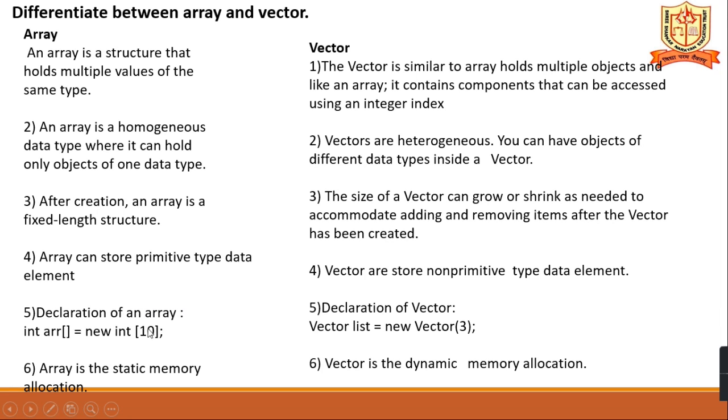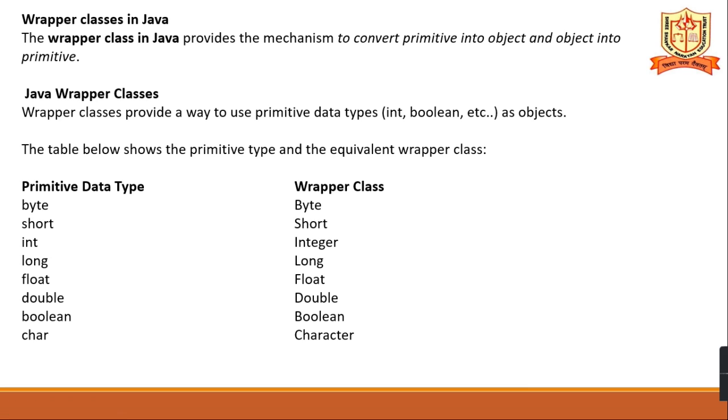The declaration of an array: in the previous example, we have already shown how to create the array, with data type, array name, followed by the square brackets, new int, and mention the elements present in this array. And how to create a vector object: new Vector, and the vector size. An array is a static memory location, a vector is a dynamic memory location. So these are the differences between array and vector.